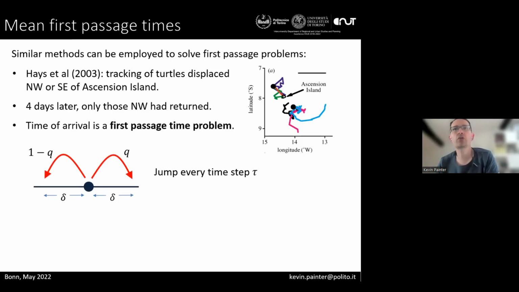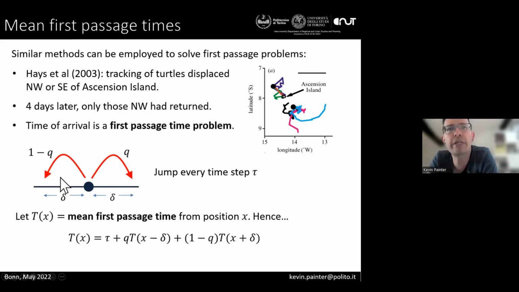So you can use this sort of framework to set up and solve first passage time problems, because if we take my random walk on a lattice, with my individuals jumping left and right, then if we define T of x to be the mean first passage time from a position x, we can write a discrete space, discrete time master equation for T of x.